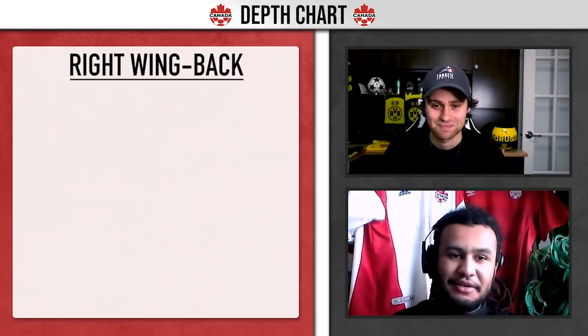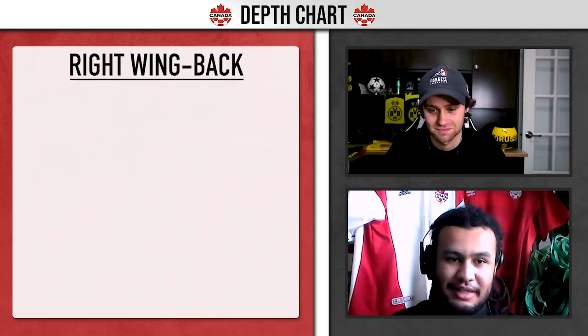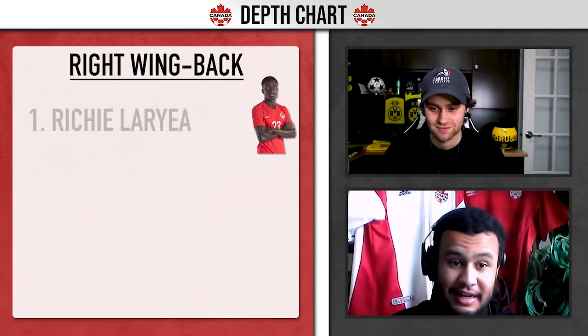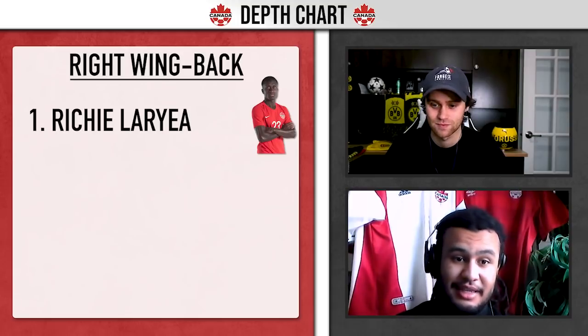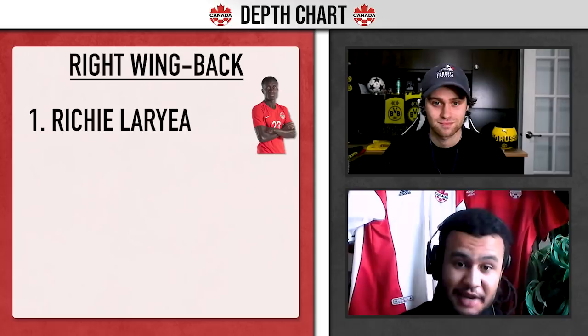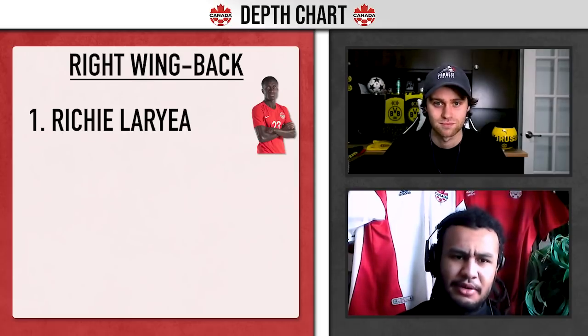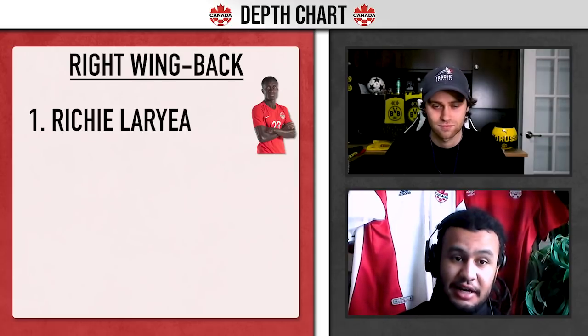I mean, we'll dive right into it. It's a one man's position right now, kind of a more clear front runner. That's Richie Laryea. Pretty straightforward. He's been excellent for Canada this year. He's had some European links all throughout the year. Turkish League Championship. I think even a Premier League, if I'm not mistaken. He's destined for big things. Not much to be said there.